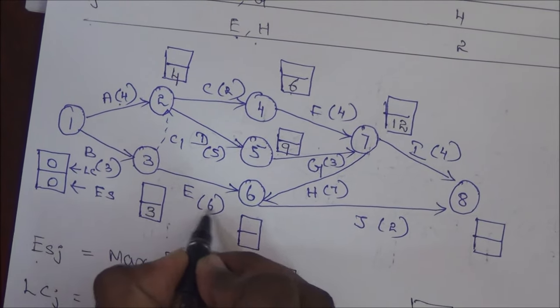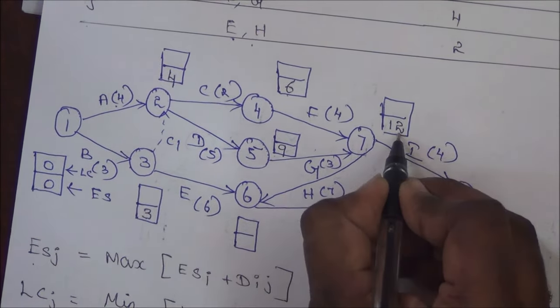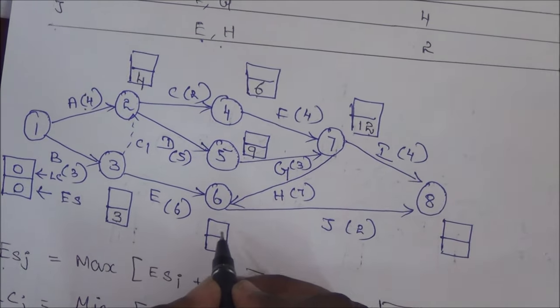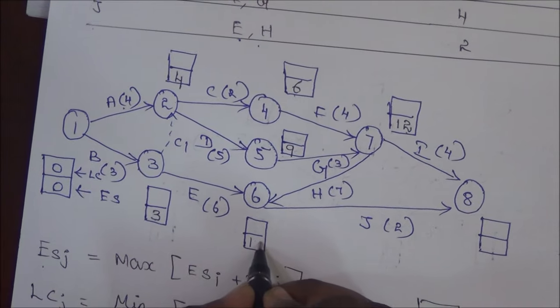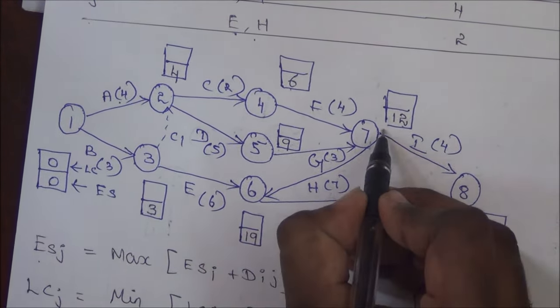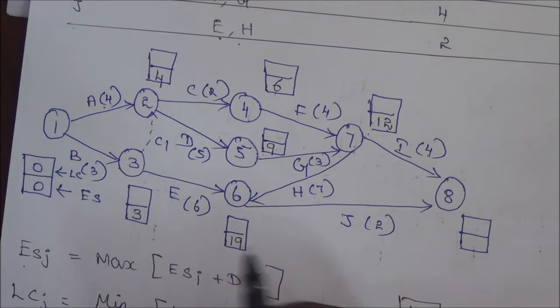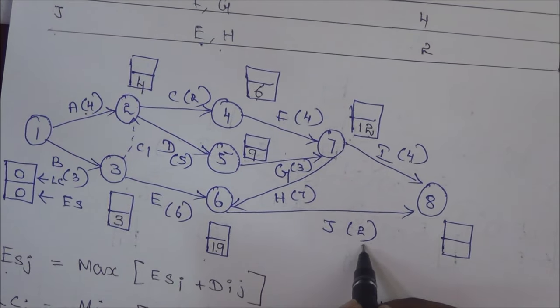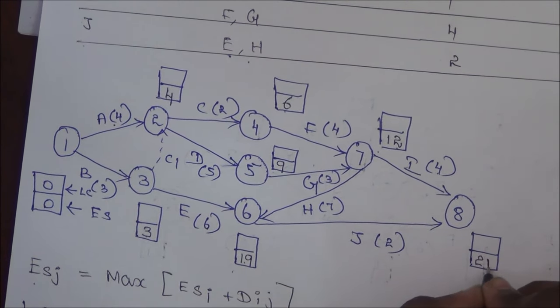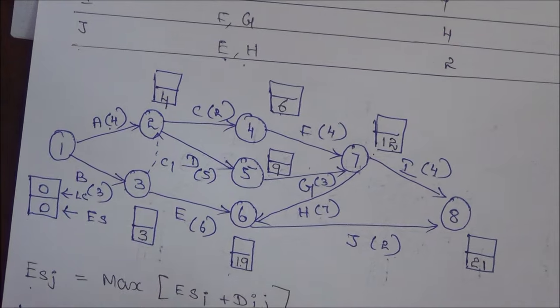Similarly, 6 plus 3 it is 9, and 12 plus 7 it is 19. So we have to take the maximum value, that is 19. Similarly, 12 plus 4 or 19 plus 2. 19 plus 2 as the highest value, that is 21, we can consider 21. Now we have calculated the earliest start time.